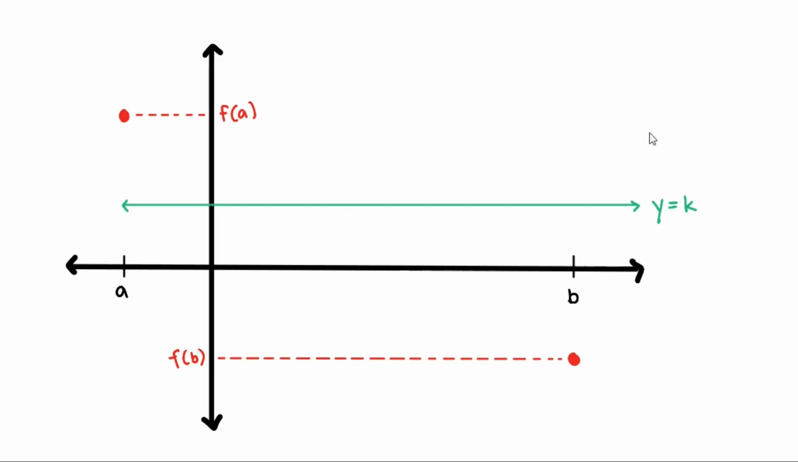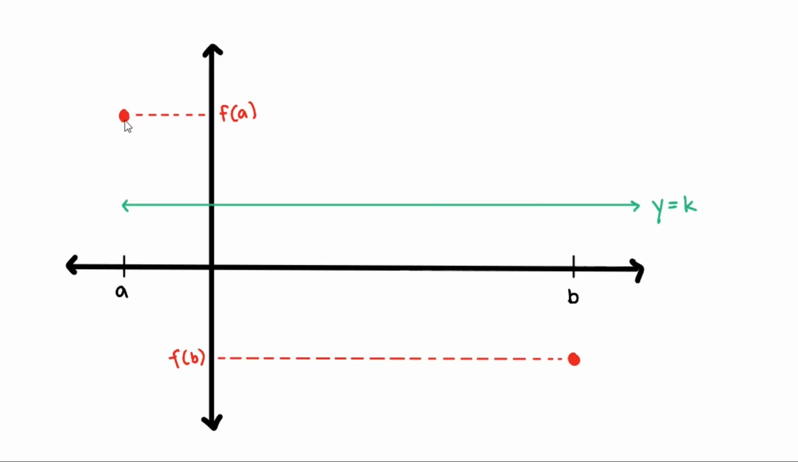Similar to a while ago, we'll have a and b out here, and then the function values f(a) and f(b) out here. And suppose we have this line, y equals k. Now we suppose otherwise: that the function f doesn't pass through this line. But we know that f is continuous. So how do we do this? Again, we know that f is continuous, and we suppose that the function f doesn't pass through this line.